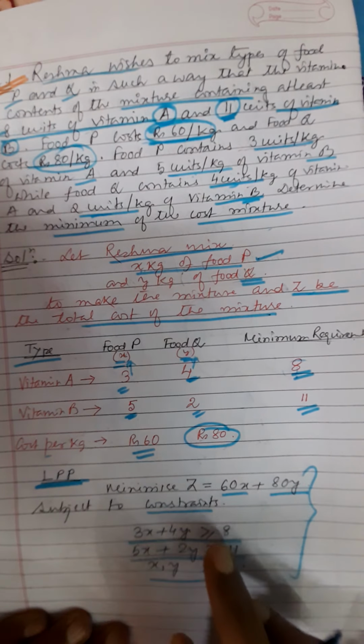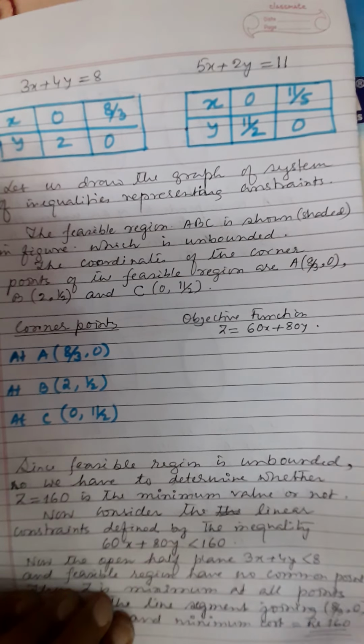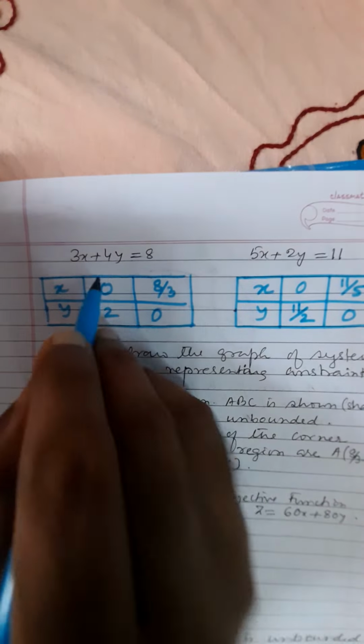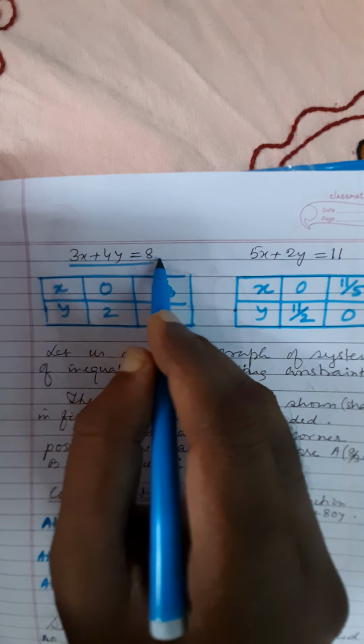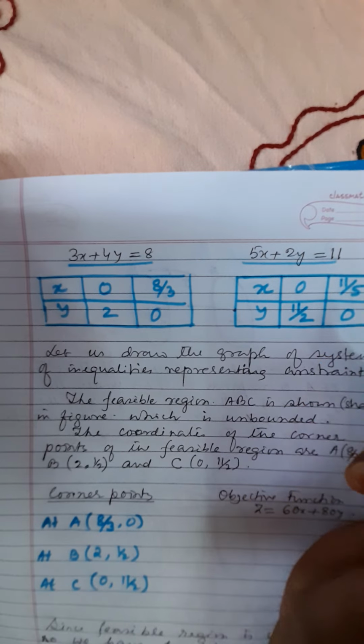For this we have to take the constraints as equations and make the table. So we are taking the constraints as equations: 3x + 4y = 8, the first equation, and the second equation, 5x + 2y = 11.